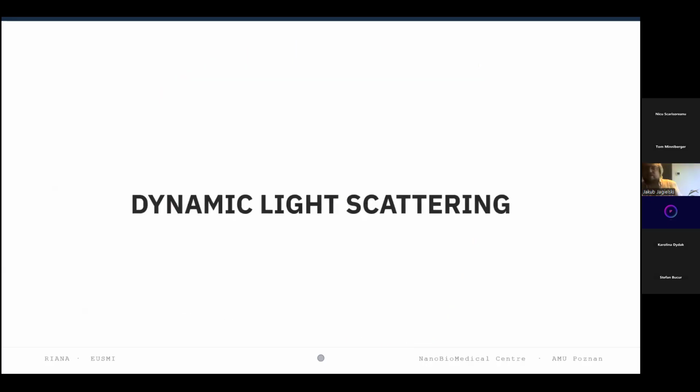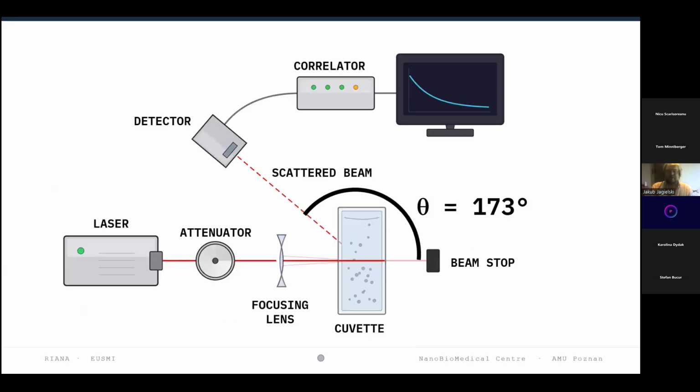So let's start with dynamic light scattering. Here is a schematic of the typical DLS setup in backscattering geometry. Specifically, here you can see 173 degrees. The laser beam passes through the attenuator that adjusts intensity based on the sample concentration, then through a focusing lens into the cuvette containing our nanoparticle dispersion.